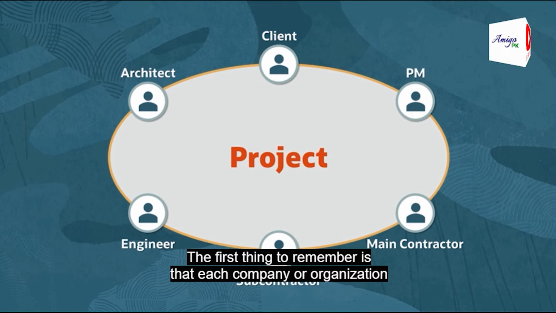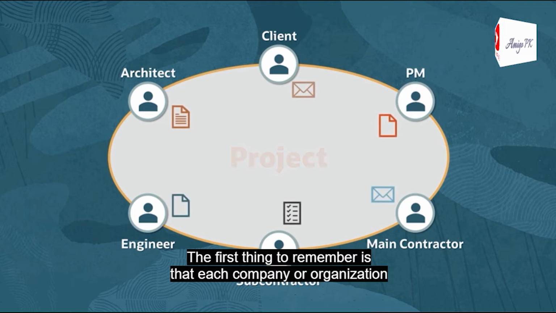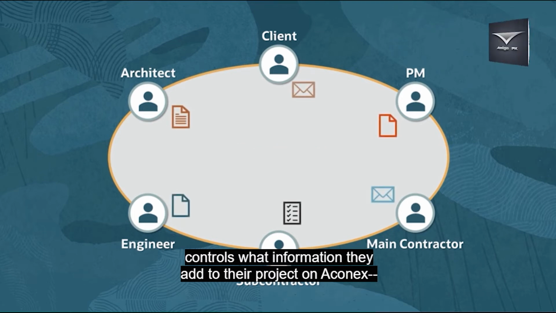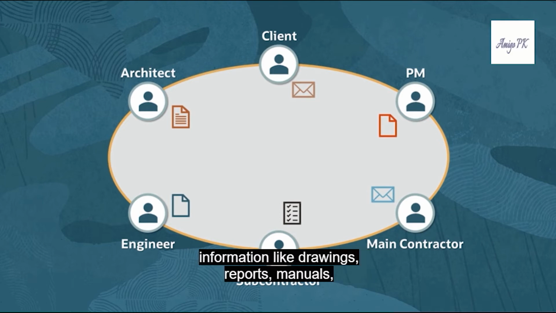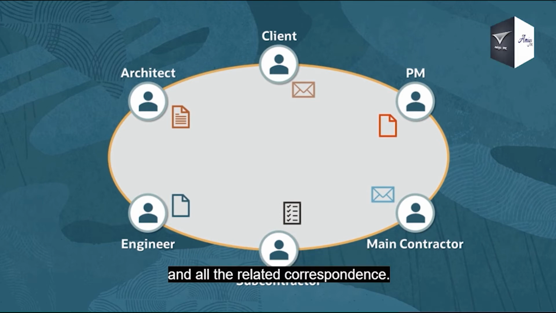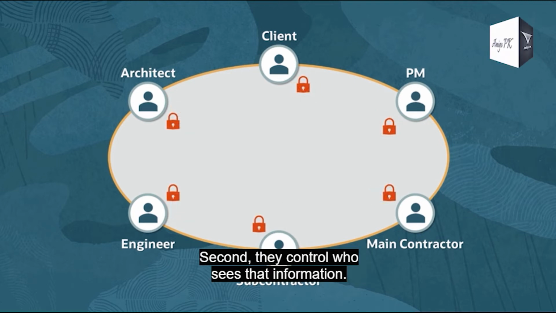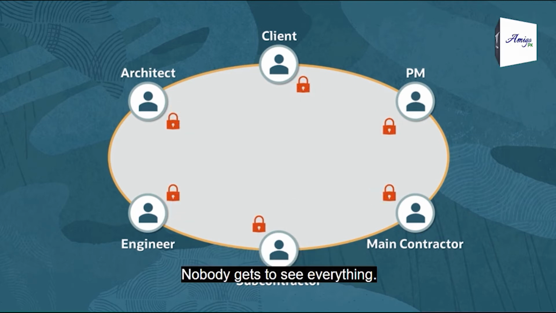The first thing to remember is that each company or organisation controls what information they add to their project on Aconex. Information like drawings, reports, manuals, and all the related correspondence. Second, they control who sees that information. Nobody gets to see everything.